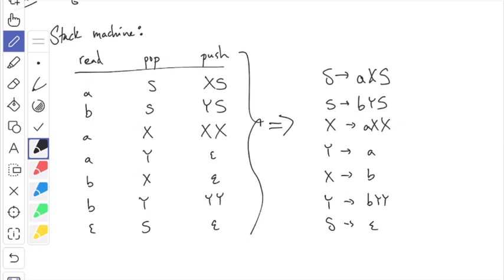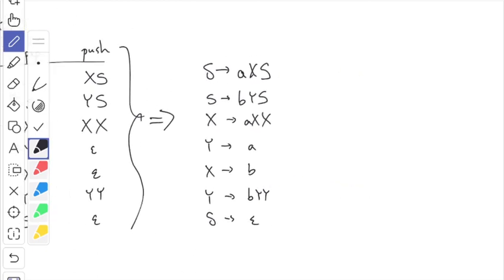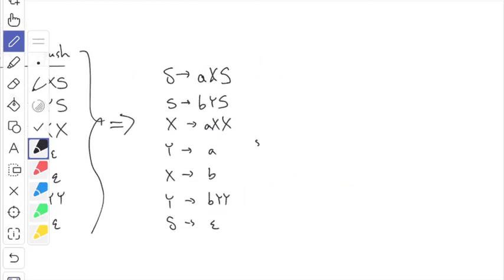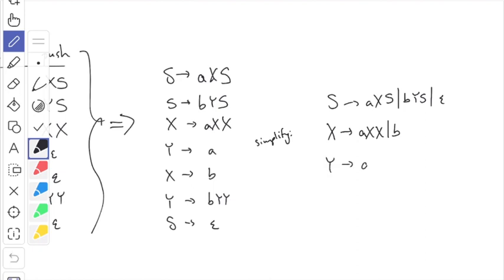Of course, we wouldn't ordinarily write it this way. You can condense or simplify it. Just say S goes to AXS or BYS or epsilon. I put together all the ones with the S. And then X goes to AXX or B. Y goes to A or BYY. It's the same thing, but I condensed the different productions.